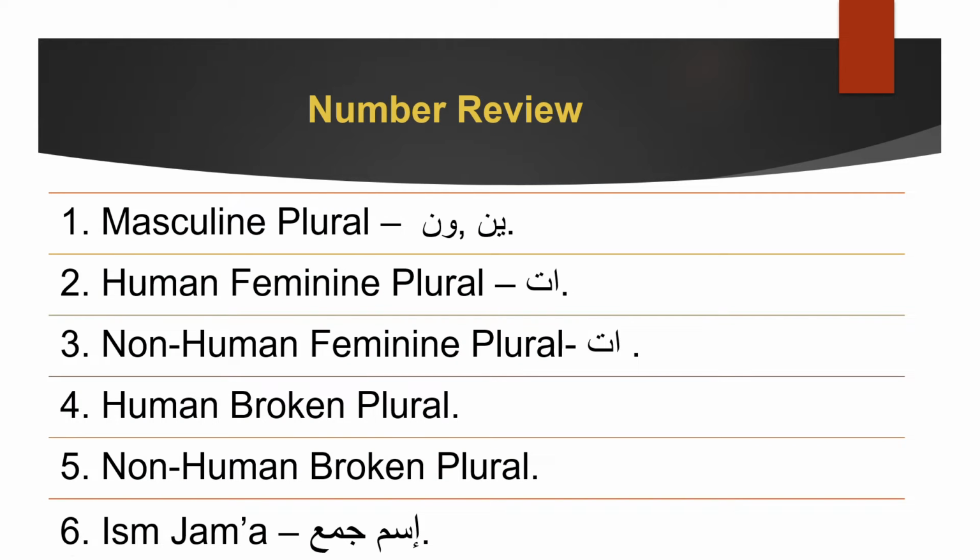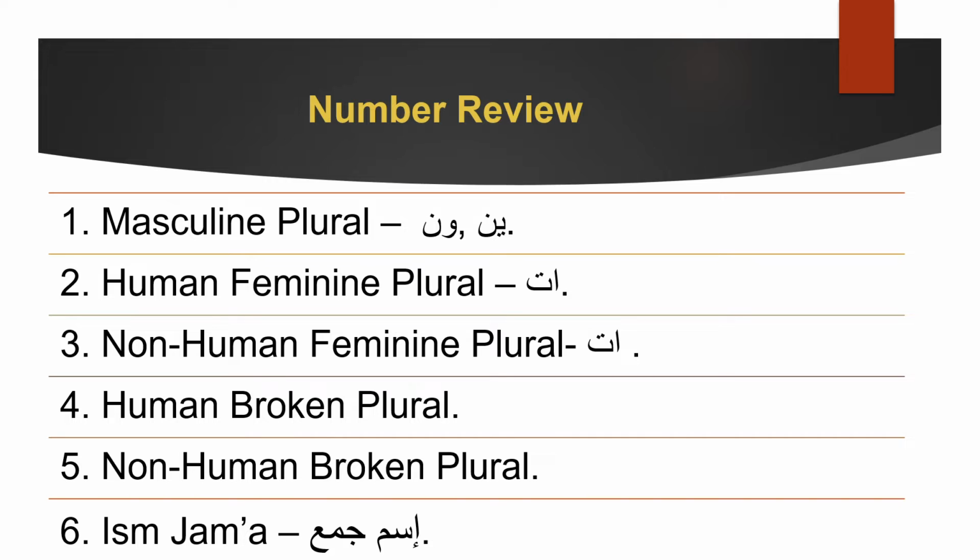Alright, so we are done with the number part of status. Now what have we finished? First, let's tell that. We have finished status and number. So the next lesson is going to be about the third property of an ism, which is gender. Yes. So status is finished, number is finished.